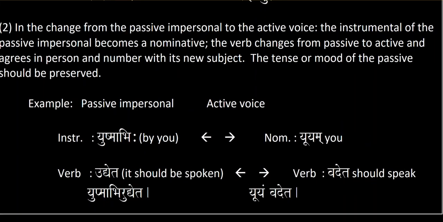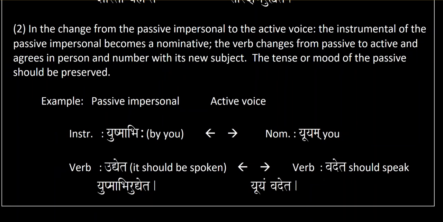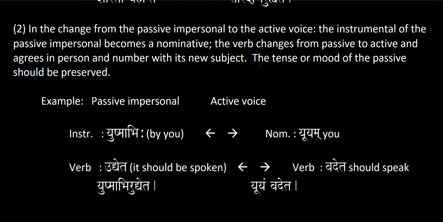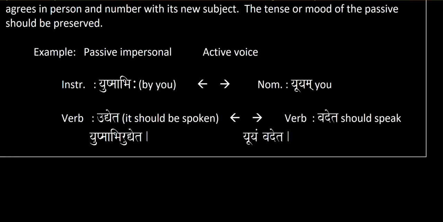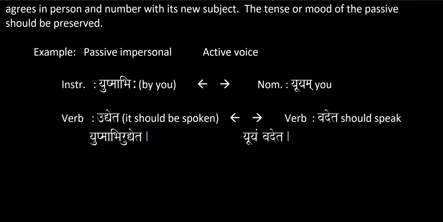In the change from the passive impersonal to the active voice, the instrumental of the passive impersonal becomes a nominative, and the verb changes from passive to active and agrees in person and number with its new subject. The tense or the mood of the passive should be preserved. So we're working backwards here. This time on the left hand side, we have the passive impersonal, and on the right hand side, we're going to convert that into the active voice.